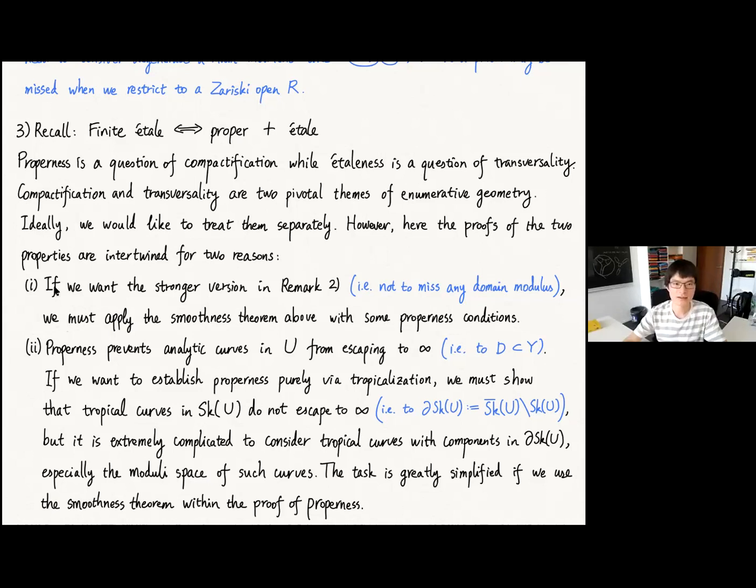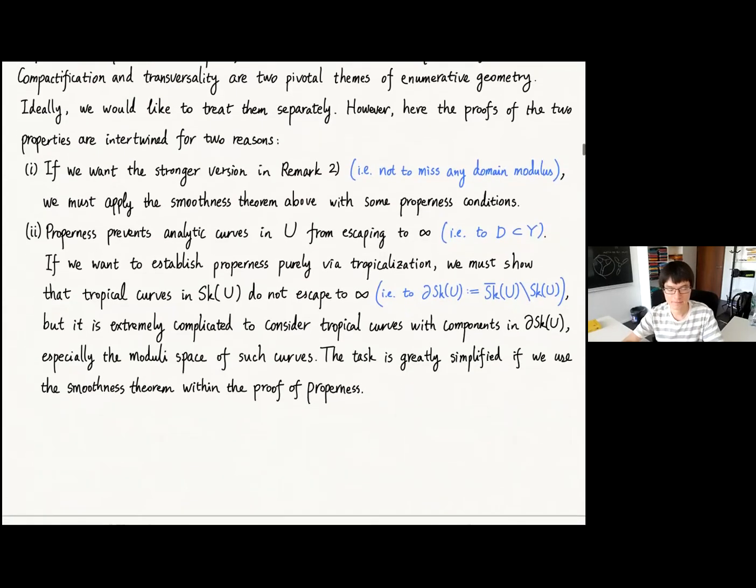So those are the two main reasons that it's difficult to separate the two issues, the compactification and the transversality, inside our proof. And they are intertwined in some way. So that is the statement of the connected component theorem, which is the main theorem of today's talk. Now let's go to the second section.